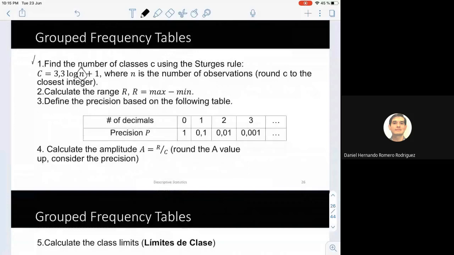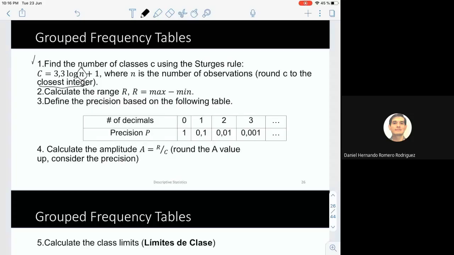Once we know the number of rows, the next step is to find the range. The range here is the distance or the difference between the maximum value and the minimum value. That's going to give us that distance, so we can split it into the number of classes that we have. Now, before we split that distance into the number of classes, we define the precision, which at this point is kind of an abstract concept, but once we are solving the problem, it will make more sense.